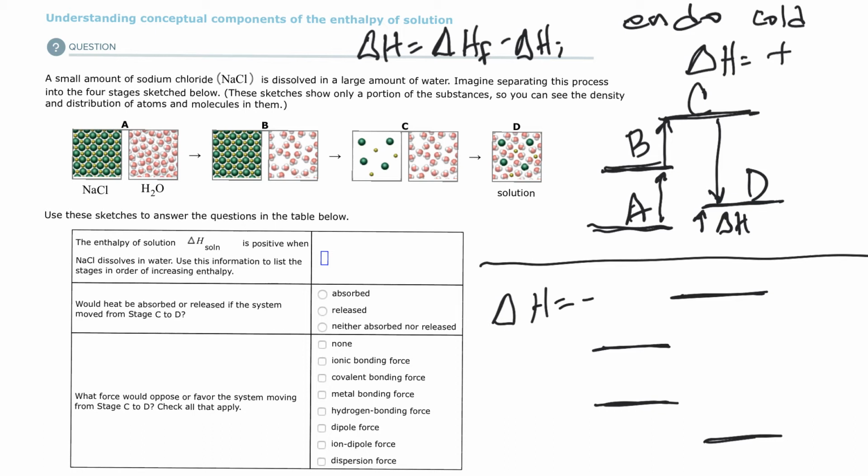All right. Now, what if they told you that it was negative? What if they gave you a scenario up here with pictures, and then they said the enthalpy of solution is negative? All right. So here's the other possibility. Delta H is negative. So let's say we start at A, and then we open up the solvent. So from A to B took energy. Now we're opening up the ion. Okay. That's C.